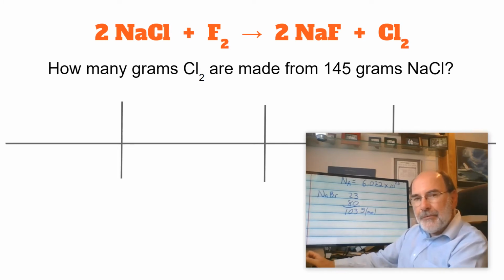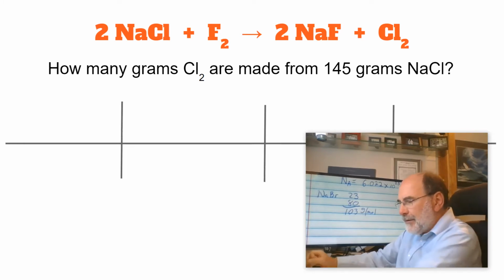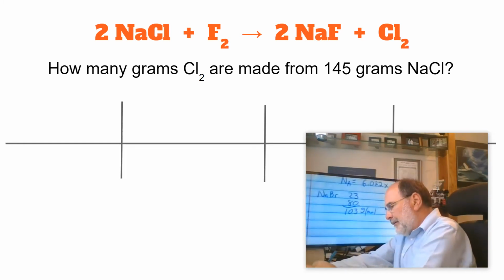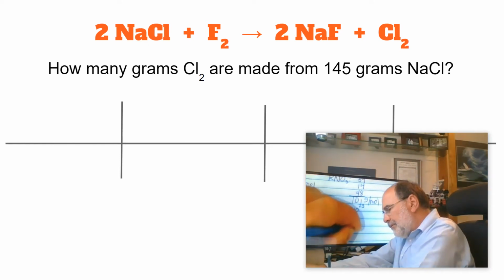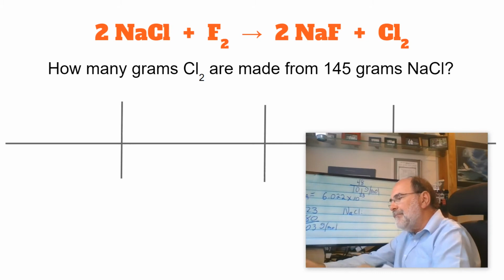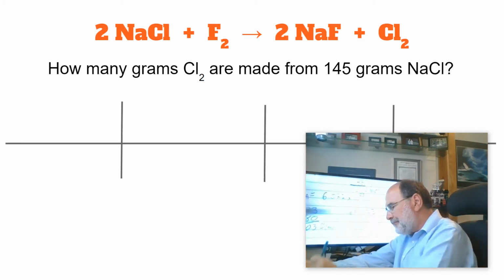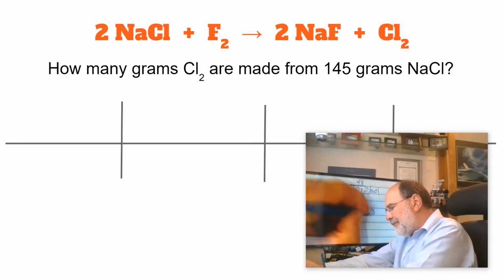We don't actually care about the fluorine or the sodium fluoride in this particular question. They're saying start with the sodium chloride, don't worry about fluorine, it must be in excess. Don't worry about the sodium fluoride, just tell me how many grams of chlorine gas we end up with in the product. So we're going to start off with figuring out how many grams there are in 1 mole of sodium chloride. And that's something where we can go to the periodic table as before and say, all right, sodium chloride. Let's see. Sodium is approximately 23. Chlorine is 35 and a half.